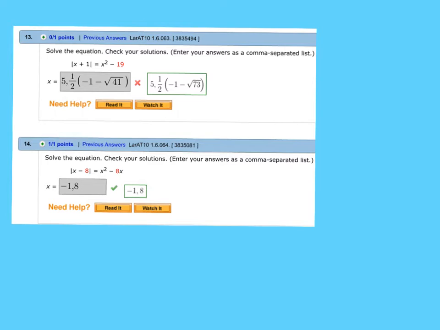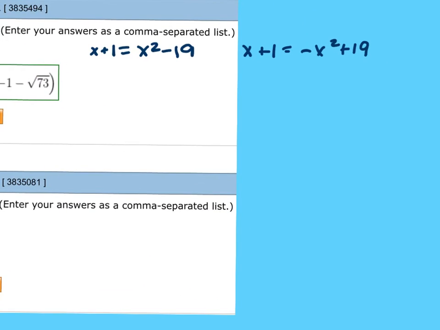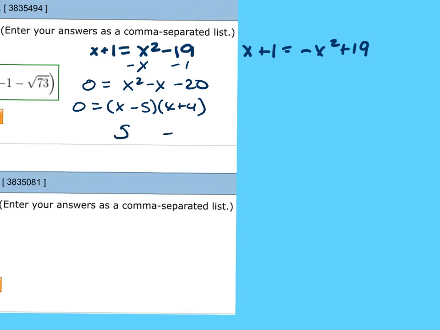All right, number 13, you've got your absolute value. So I want to set that absolute value equal to the positive and the negative, changing both sides, version of that equation. So here I'd subtract the x and the 1, 0 equals x squared minus x minus 20, negative 5 and positive 4, 5, negative 4. Here I get 0 equals negative x squared minus x.